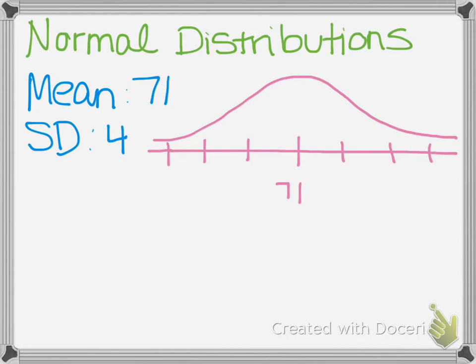Since each tick mark is a standard deviation, I'm going to take that value 4 and add it to my mean on the right side. So I get 75, 79, and 83. Then on the left I subtract. 71 minus 4 is 67, minus 4 is 63, minus another 4 is 59. So there we go. So I could ask you, okay, what is the percent that is greater than 63?